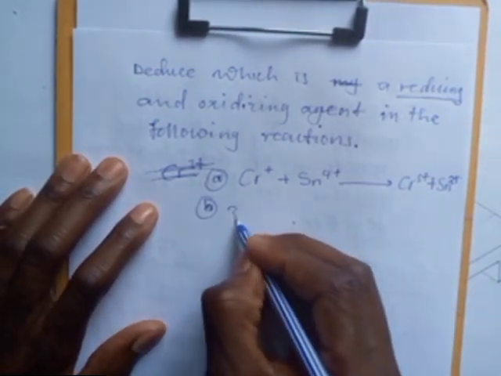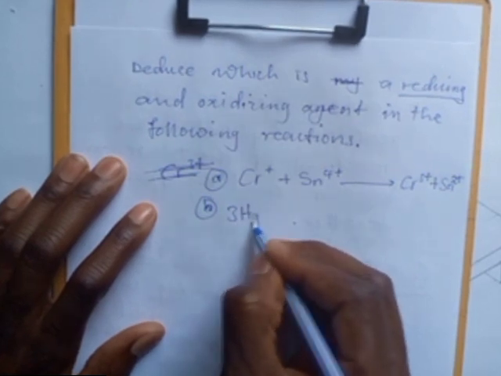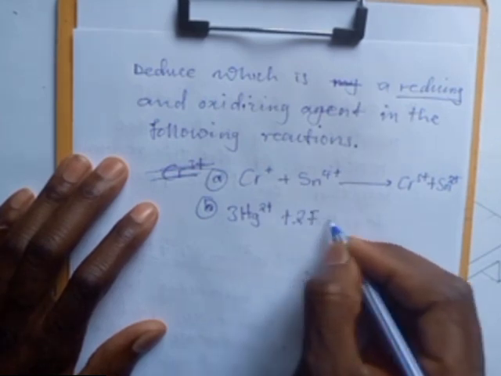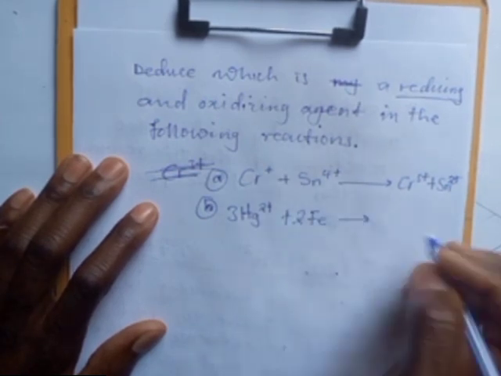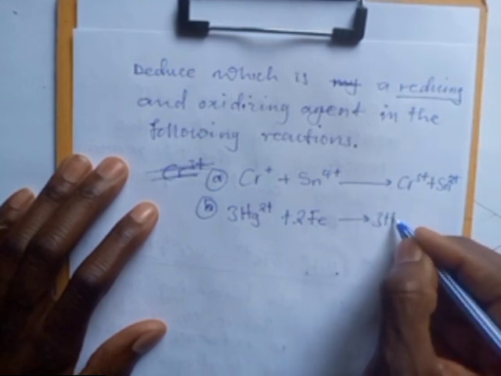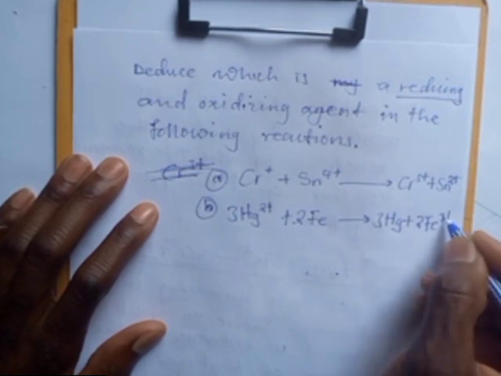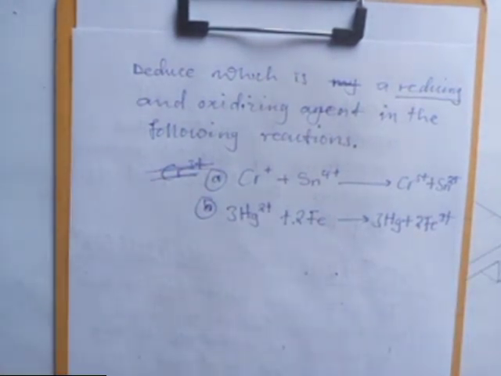I'll say 3Hg2+ plus 2Fe, giving us 3Hg plus 2Fe3+. So you should always understand the rules: every element, whenever it is in its natural state, must have an oxidation number of 0. It must have an oxidation number of 0.